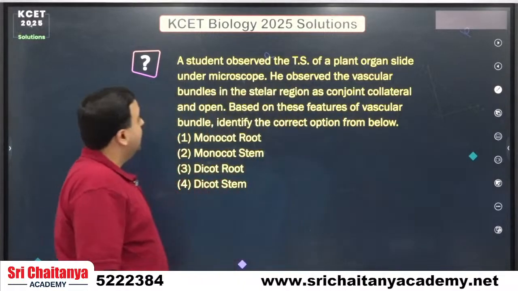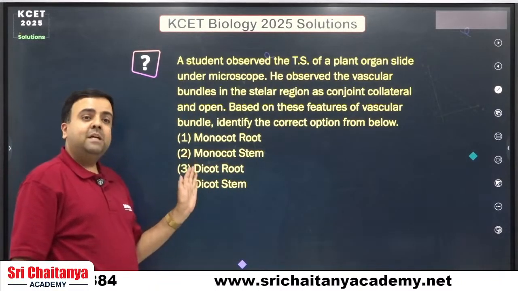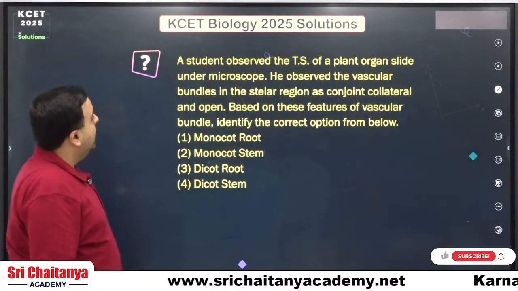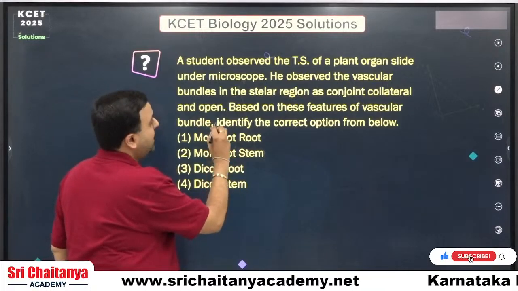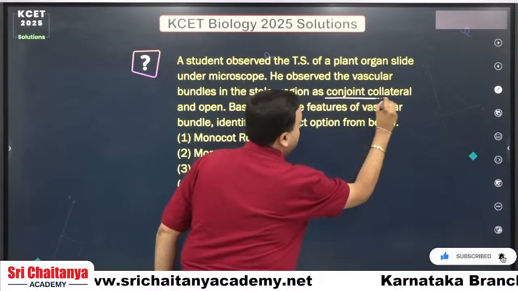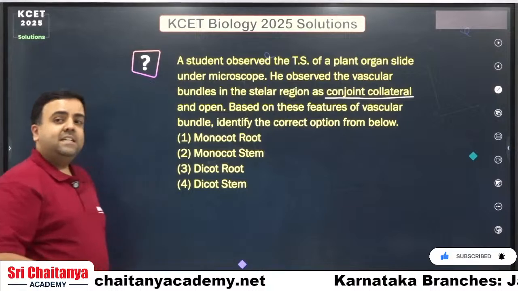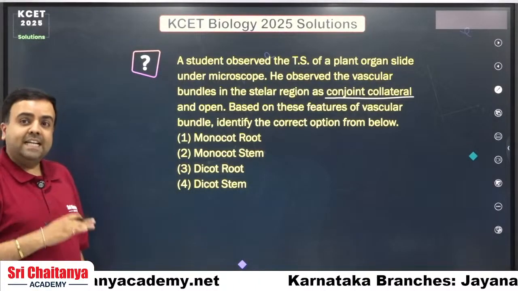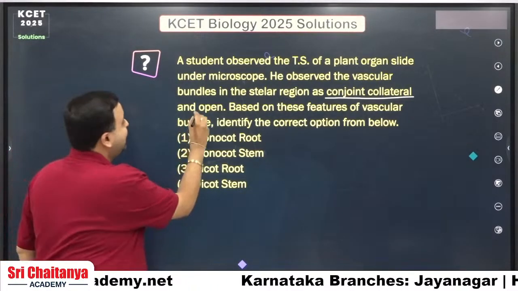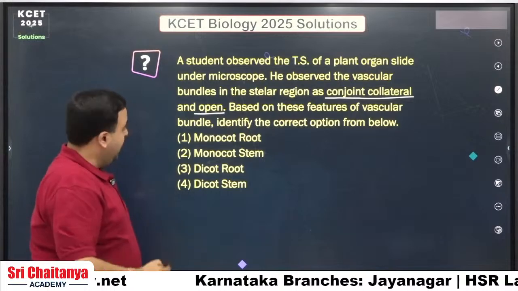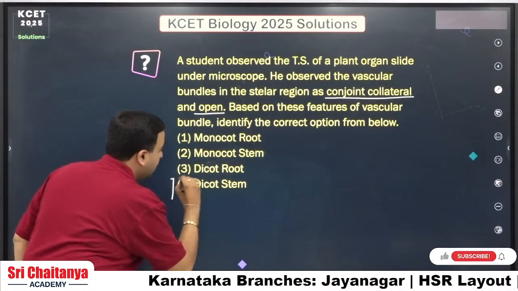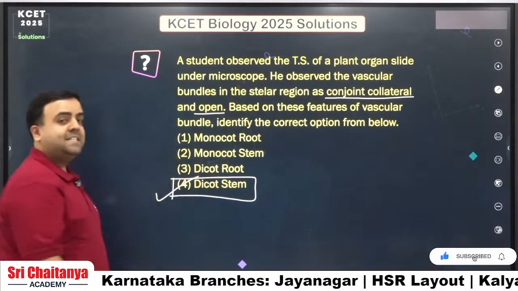The next one, this is coming from Anatomy of Flowering Plants chapter. So here it is telling me that the vascular bundles are conjoined and collateral. The minute we see these two words, you understand that it is for a leaf or a stem. Then it says open. So when you combine both of them, directly we are going to arrive at dicot stem as the answer.